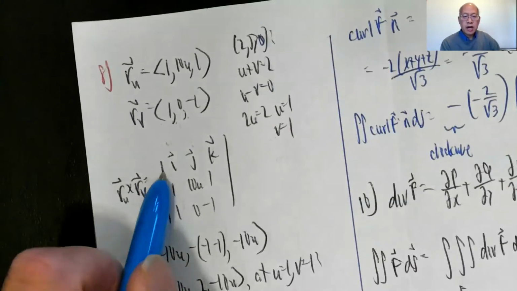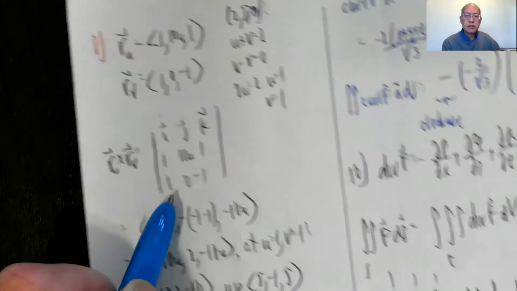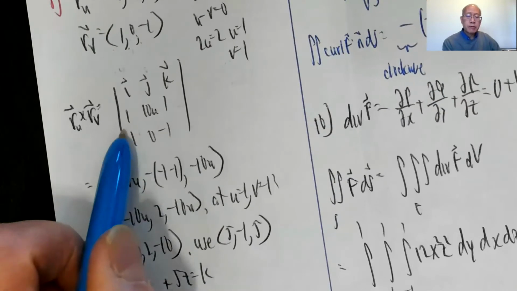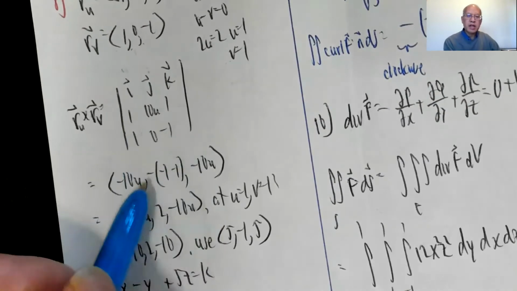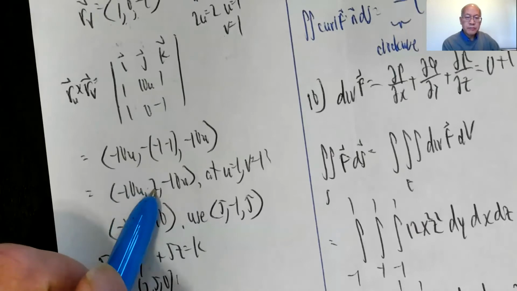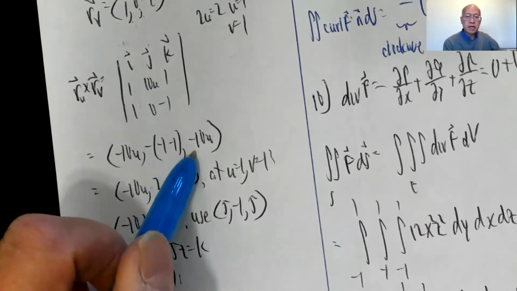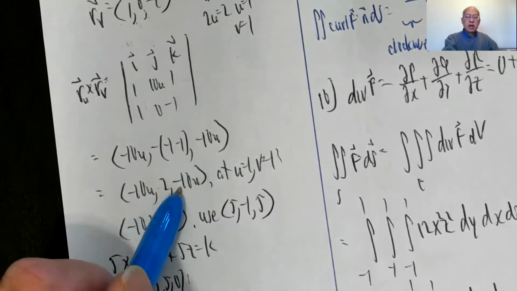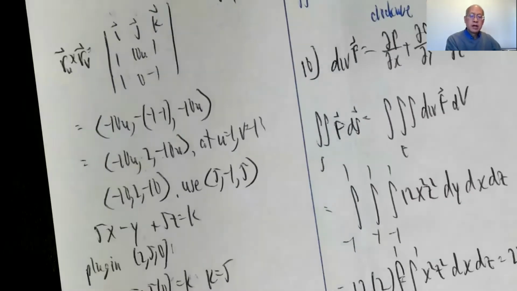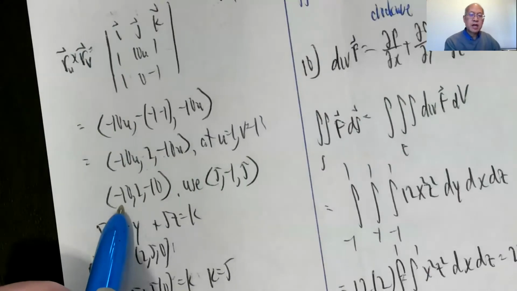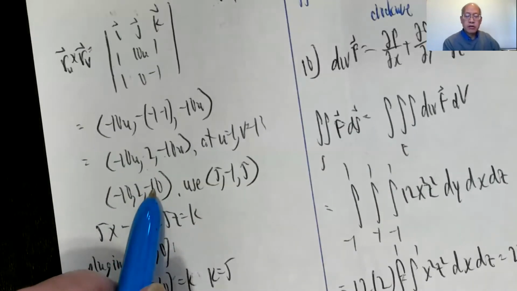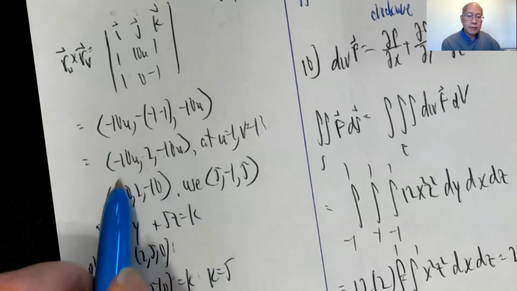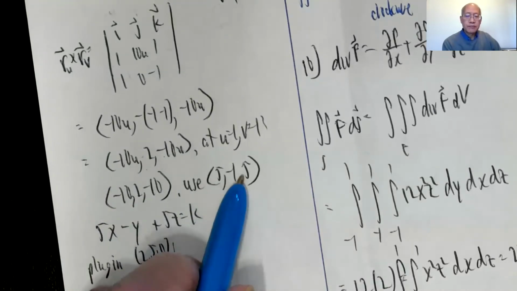r_u cross r_v, i, j, k, 1, 10u, 1, 1, 0, negative 1. I component is negative 10u minus nothing. J component is the opposite of negative 1 minus 1, which is a positive 2. The k component is nothing minus 10u. And I plug in u equals 1, v equals 1. So a normal vector is negative 10, 2, negative 10, or I can use any scalar multiple of that. So I decided to pick negative 1/2 times that vector, which is 5, negative 1, 5.